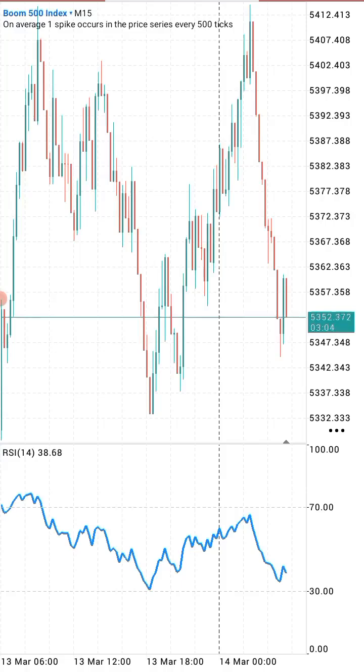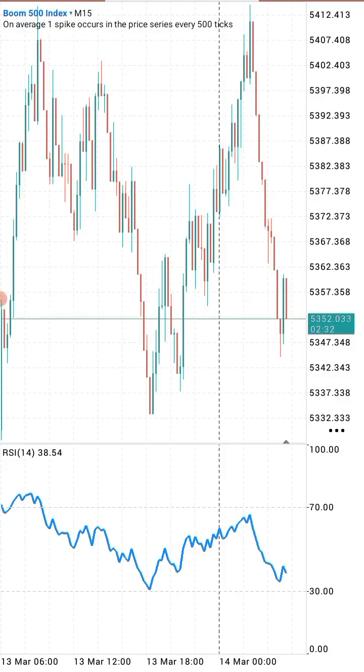The 70 level is the overbought. The 30 level is the oversold. When RSI goes above 70, the market may be overbought. When RSI drops below 30, the market may be oversold. Please take note of my words. But here is the problem. Most traders think they should sell at 70 and buy at 30. And this is exactly where most traders lose money.